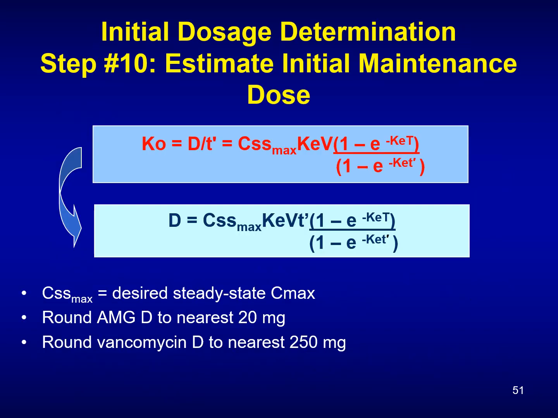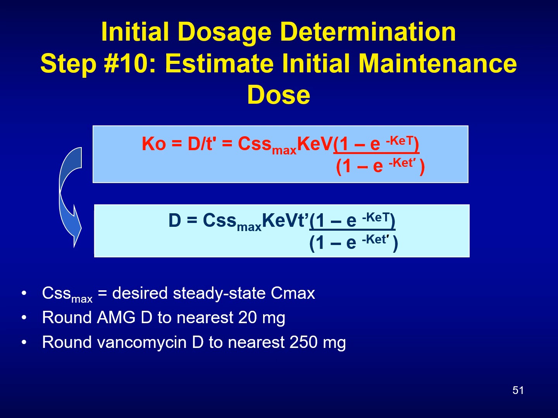Step 10 is to estimate the initial maintenance dose using this equation, K0. Note this equation is red, so this equation is important, and there are many equations derived from this. K0 is the infusion rate. It's equal to dose over infusion time, which is in turn equal to Cmax at steady state times Ke times V multiplied by 1 minus e to the exponent of negative Ke times tau, which is the dosing interval, all over 1 minus e to the exponent of negative Ke times T prime, which is infusion time.